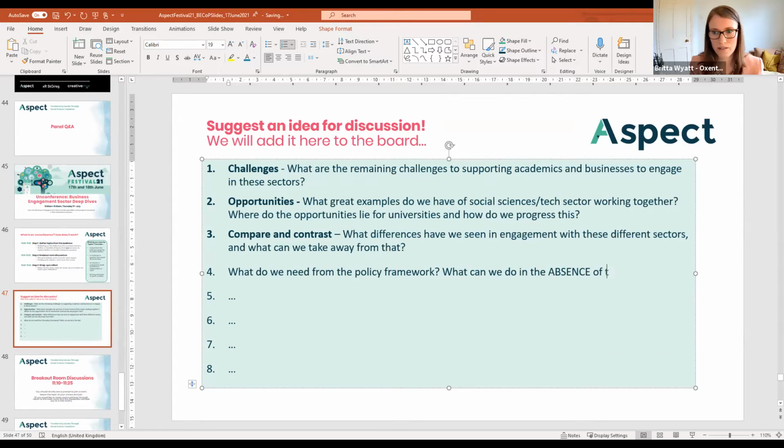Thank you, David. And we also have a suggestion from Jane again. Thank you, Jane. The numbering's gone off there, so I'll pop that in. Jane has suggested we talk about scaling local success across regional and national geographies. Jane, do you want to tell us a little bit more about what you mean by that?